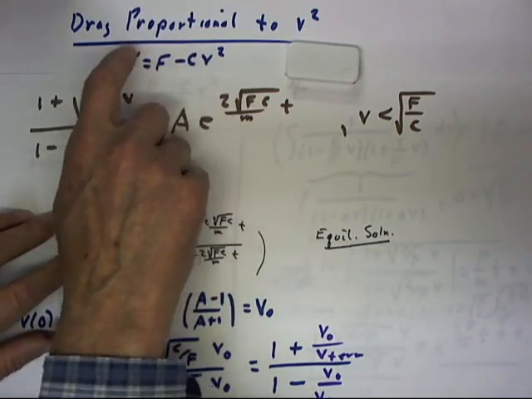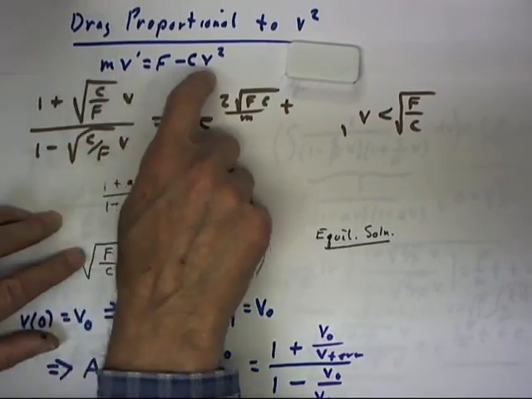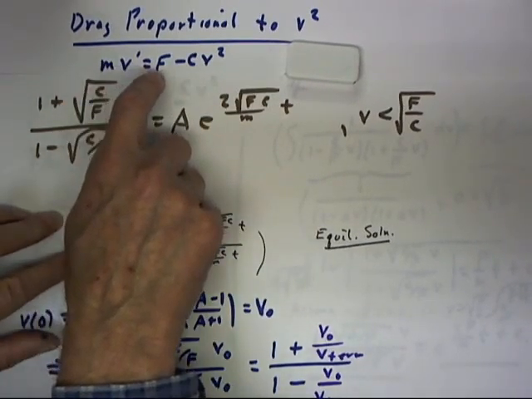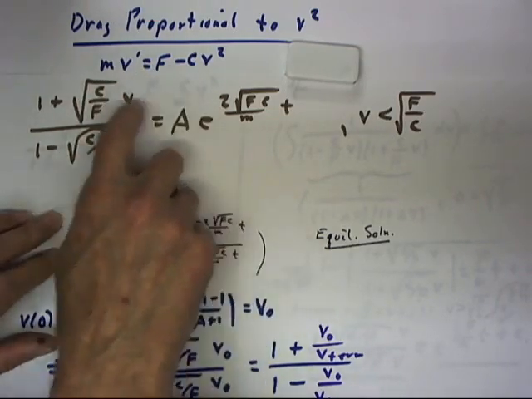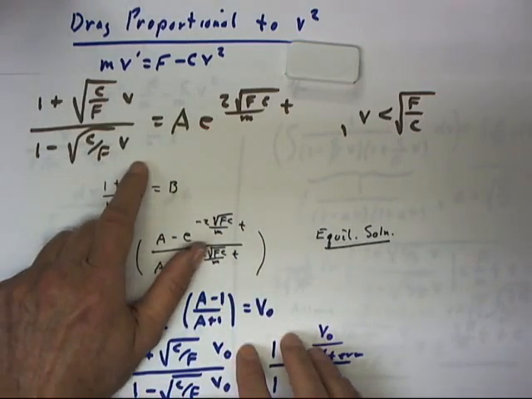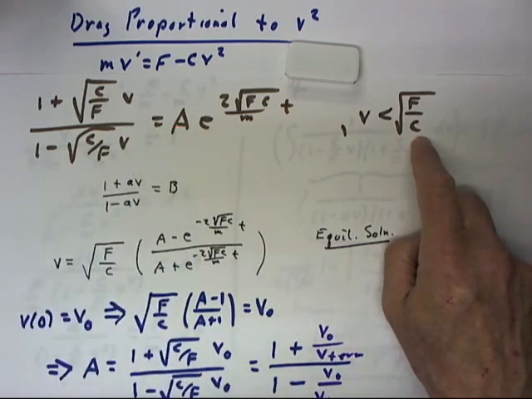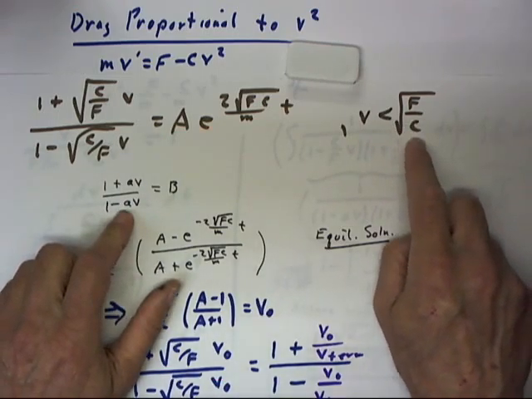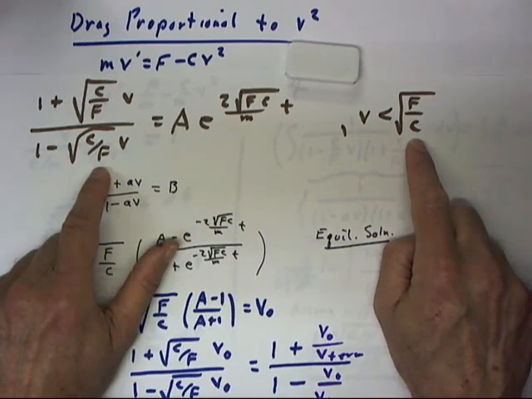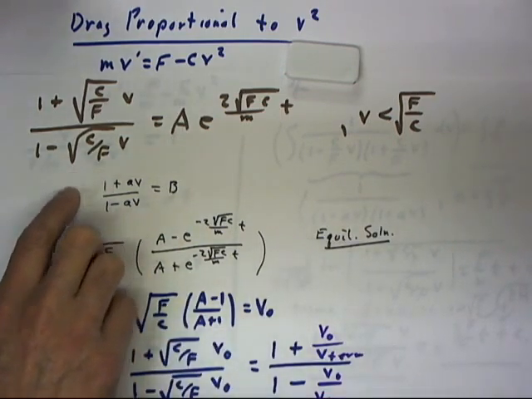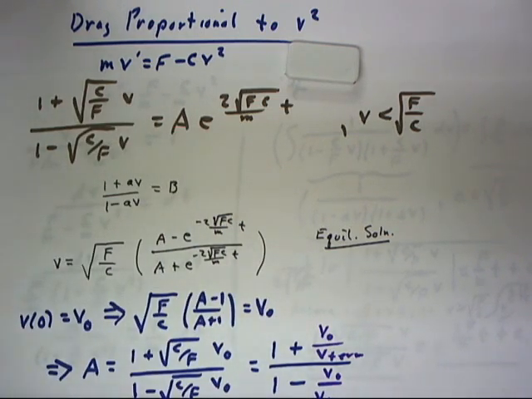Okay, we've seen that the drag force is proportional to v squared. Our equation mv prime becomes mv prime equals F minus cv squared, and this is a general solution provided v is less than the square root of F over c. V less than the square root of F over c ensures that this denominator is positive, so that we were justified previously in removing our absolute value signs.